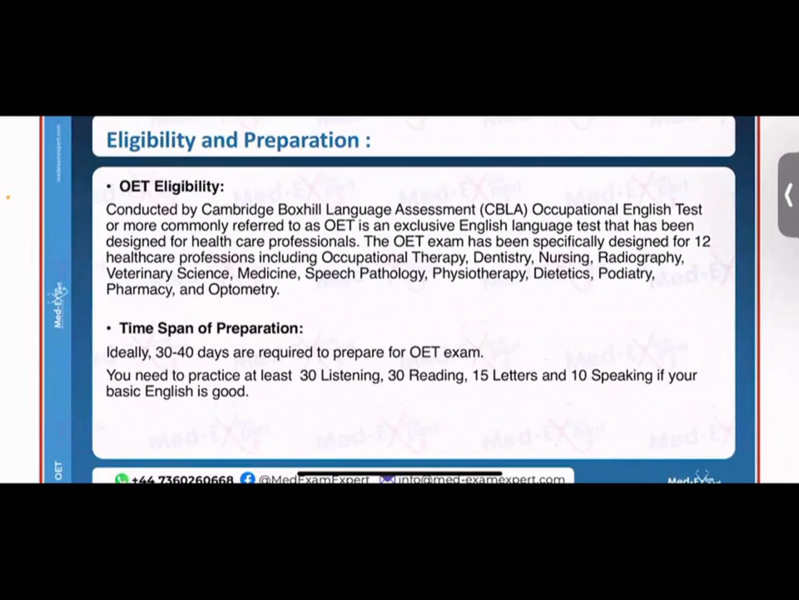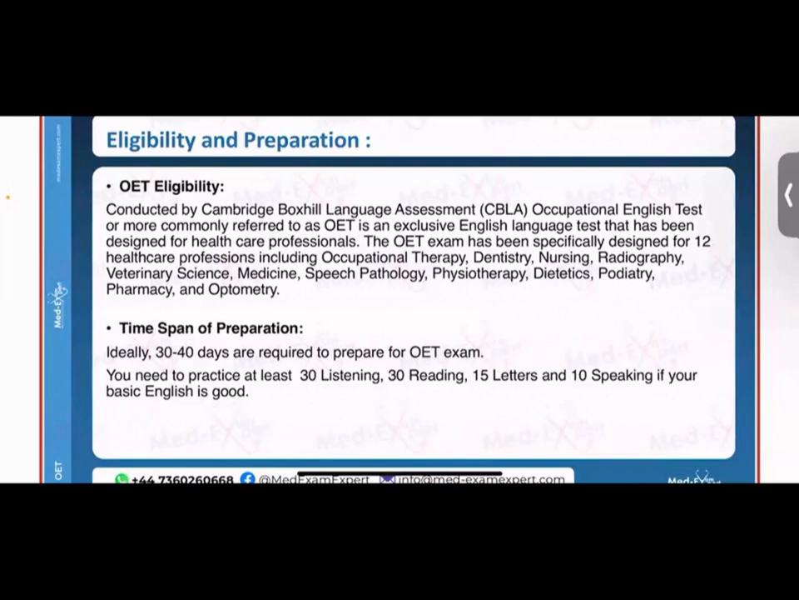Now, the time span for preparation for this exam: if a candidate is asking me what is the ideal scenario for preparation, I would advise them to take at least 30 to 40 days. In that time, you need to practice at least 30 listening tests, 30 reading tests, 15 letters, and 10 speakings if your basic English is good.